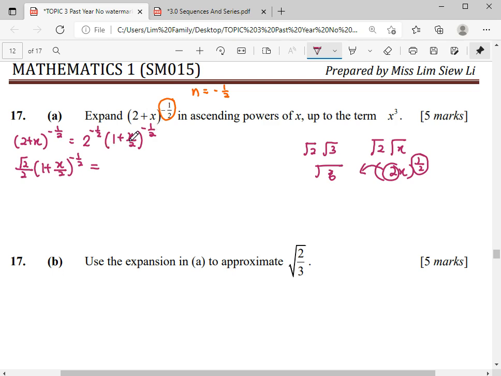So I'm going to expand this form of expansion. We have a coefficient up front, so we just maintain our coefficient. Our coefficient is root 2 over 2, so we are going to expand the rest of this part. So we expand everything here.